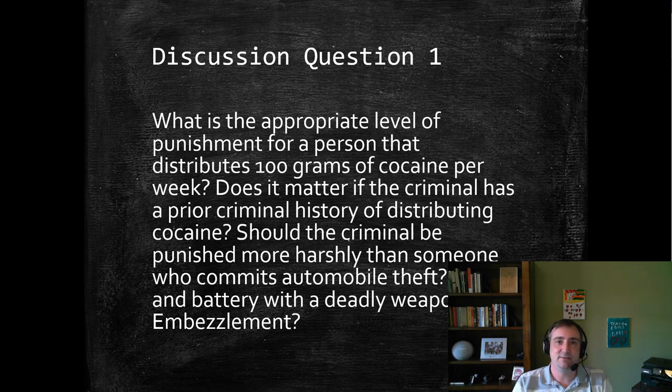Well, this is difficult. Even from a deterrence perspective, the answer isn't obvious, right? Because how do we evaluate the social costs and consequences of distribution of cocaine, particularly if we're just focused on this individual? And what is the signal that we need to send? These are complex questions, but they're things that I want you to think through with these discussion questions. And then I add even more wrinkles to it, right? Does it matter if the person has a prior history? In general, I think most people's intuition is yes.